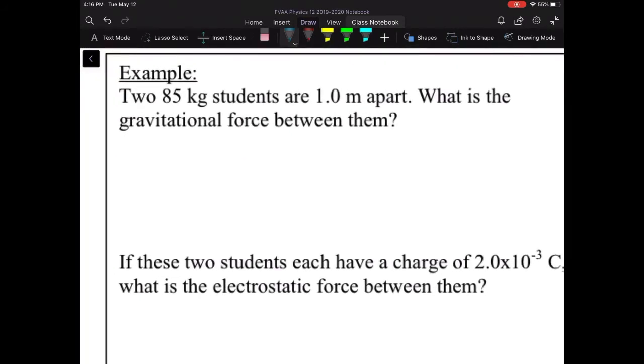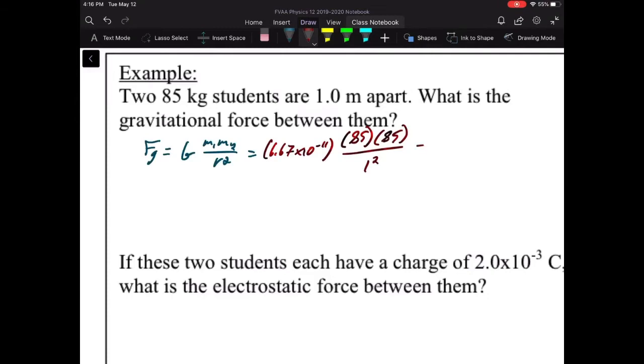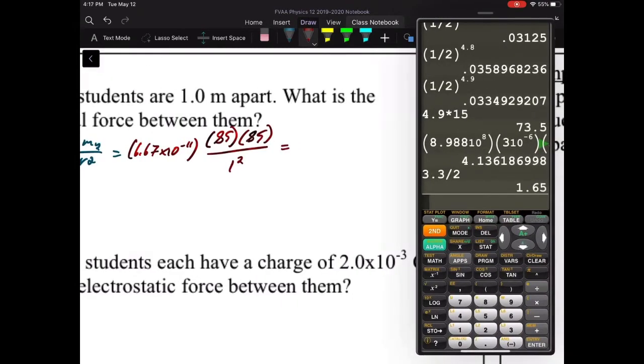So first, let's review what these questions look like in the gravity chapter. Force gravity: you have two 85 kilogram students 1 meter apart. What is the gravitational force between them? My formula is F equals G m1 m2 over r squared, which is 6.67 times 10 to the negative 11, times 85 and 85 a second time, divided by 1 squared. We can just plug that into our calculator.